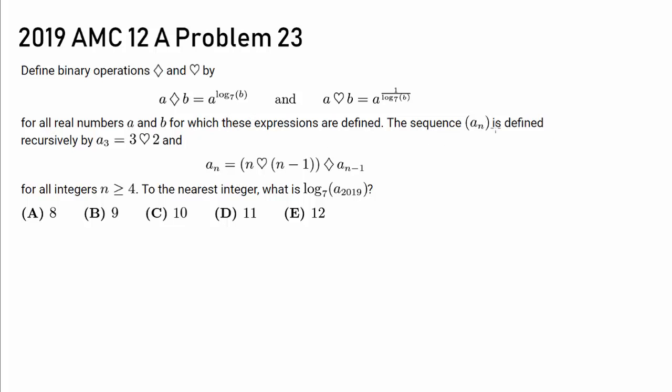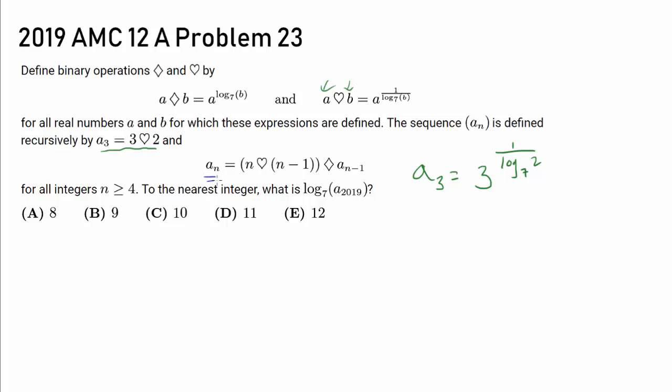The sequence a sub n is defined recursively, starting with a sub 3 is 3 heart 2, and as a practice, let's quickly write that down. A sub 3 is going to be, a is 3, b is 2, so that's going to be 3 to the 1 over log base 7 of 2. Not the most pretty expression, but who knows, maybe we can manipulate that.